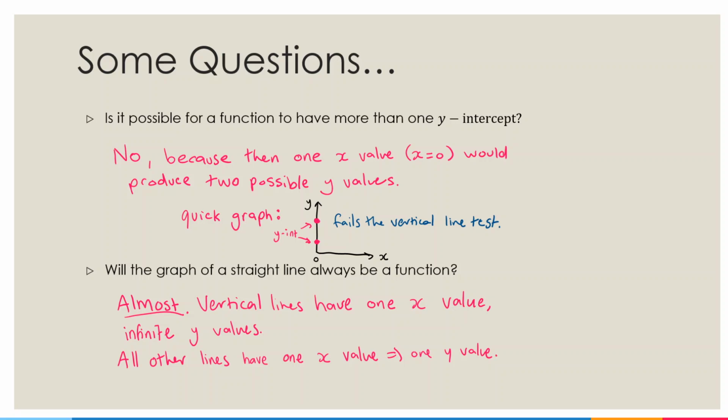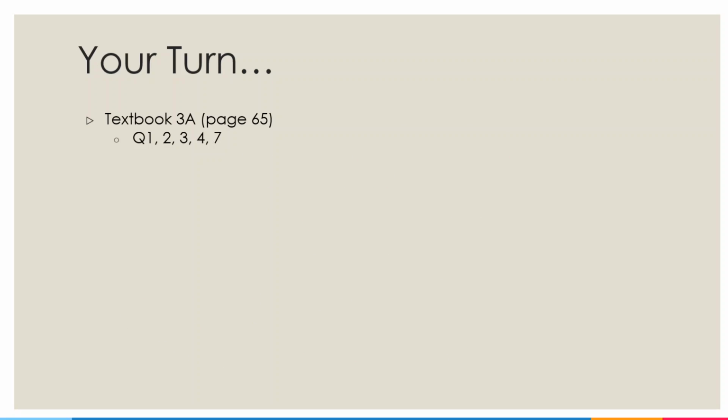The other one is, will the graph of a straight line always be a function? You could be forgiven for saying yes, always. However, there is one little thing, and that is vertical lines. So if you have the equation of x equal to some number, you'll have a vertical line, and that means you have an infinite number of y values, which is not allowed for a function. However, any other straight line will produce a function. Have a go at some questions.